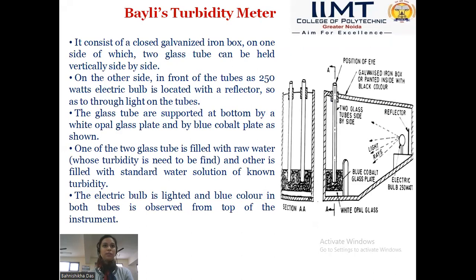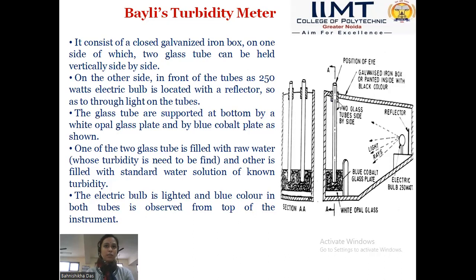Next, we have the Biley turbidity meter. Biley's turbidity meter, as we can see in the picture, consists of a closed galvanized iron box. On one side of the box, there are two glass tubes which are held vertically side by side. The section can be seen here. On the other side of the box, there is a 250-watt electric bulb with a reflector, so that it can throw the light on the tubes.